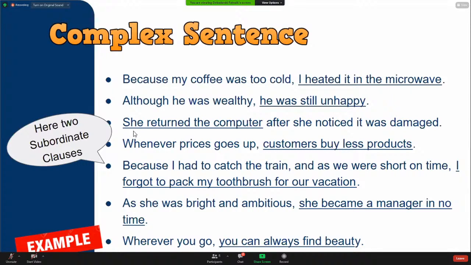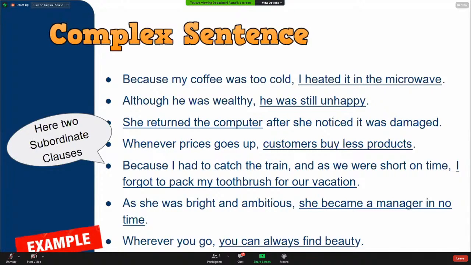Then another sentence I can say: she returned the computer after she noticed it was damaged. Okay. She returned the computer after she noticed that it was damaged. Thing is, if I will say "after she noticed it was damaged", I will just ignore the underlined part. Then does it sound good?